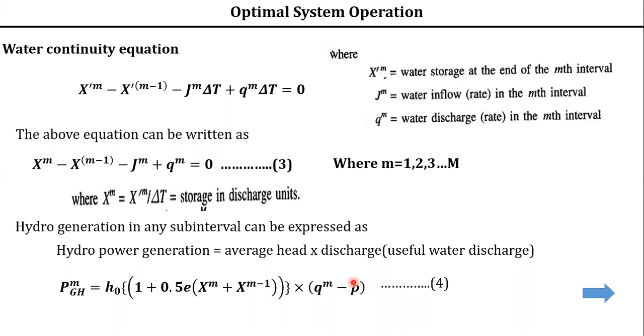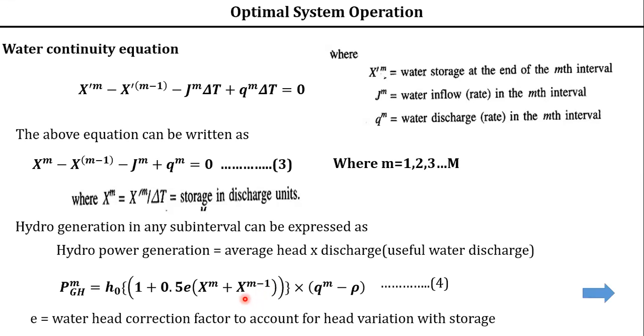Now this is your equation 4. Clear? Equation 3 is your water continuity equation, and equation 4 is the hydropower generation. We are expressing it in each sub-interval. Hope you understood this. So now here we have xm plus xm minus 1. Let us see how we got this. Now you see, E is the water head correction factor, to account for head variation with the storage.